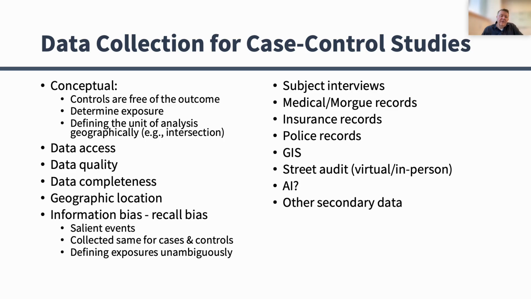But then we also have to consider, what is our access to the data that we need? Is this something that we can get from hospital records? Can we do it through retrospective chart review? Do we need to call subjects up and try to determine their history? Do we go to locations and do an audit of these locations? Do we look at historical photos, maybe, if those are available?